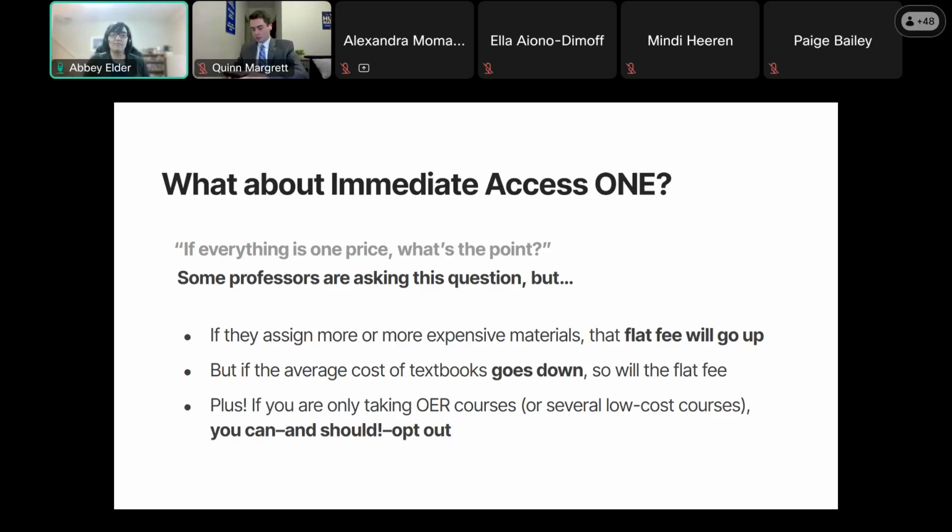In contrast, if people assign less expensive materials, if they specifically assign OER or free materials, the flat fee can go down, which is much more exciting because it means everyone benefits. And on the individual level, there is still benefit as well, because if you're taking a bunch of courses that use free content or low-cost content, you can and should opt out of Immediate Access 1 because you don't need to be paying $260 for $60 worth of materials.